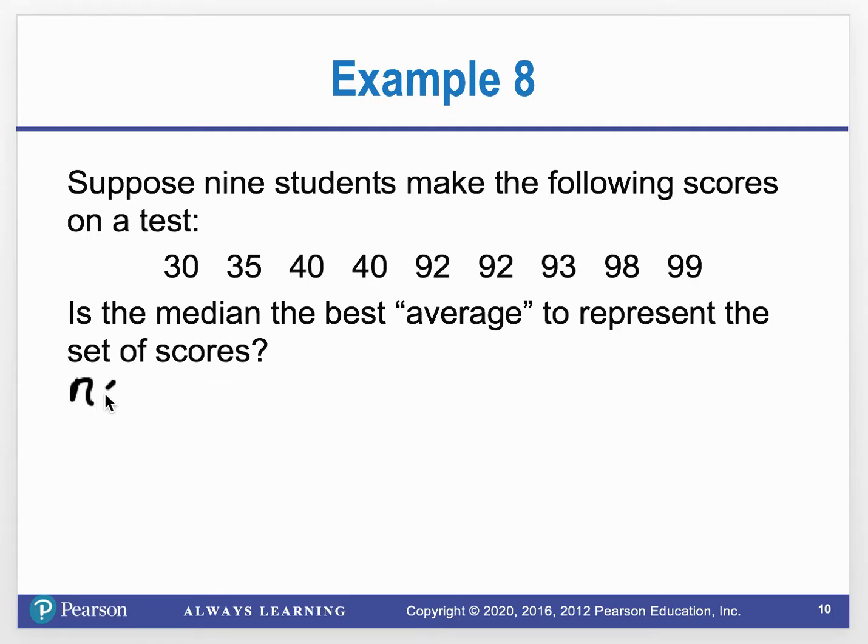So remember that formula. So that would be 9 plus 1, divided by 2. Oh, the fifth number, when it's in order, is my median. 1, 2, 3, 4, 5. So 92 is the median.